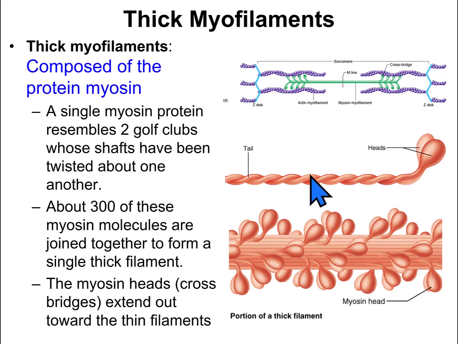Well, you take about 300 of these myosin molecules. These are joined together to form a single thick myofilament. That's what it looks like here. And these heads are coming out all around that thick filament. Now, when you look at something like this, a two-dimensional structure, it shows a thick filament with these myosin heads, also called cross bridges, that go across and interact with the thin filament. But it's only showing one set of heads here. Remember, these heads are all around, not just on the top and on the bottom. Now, the myosin heads, or also called cross bridges, are going to extend toward the thin filament.